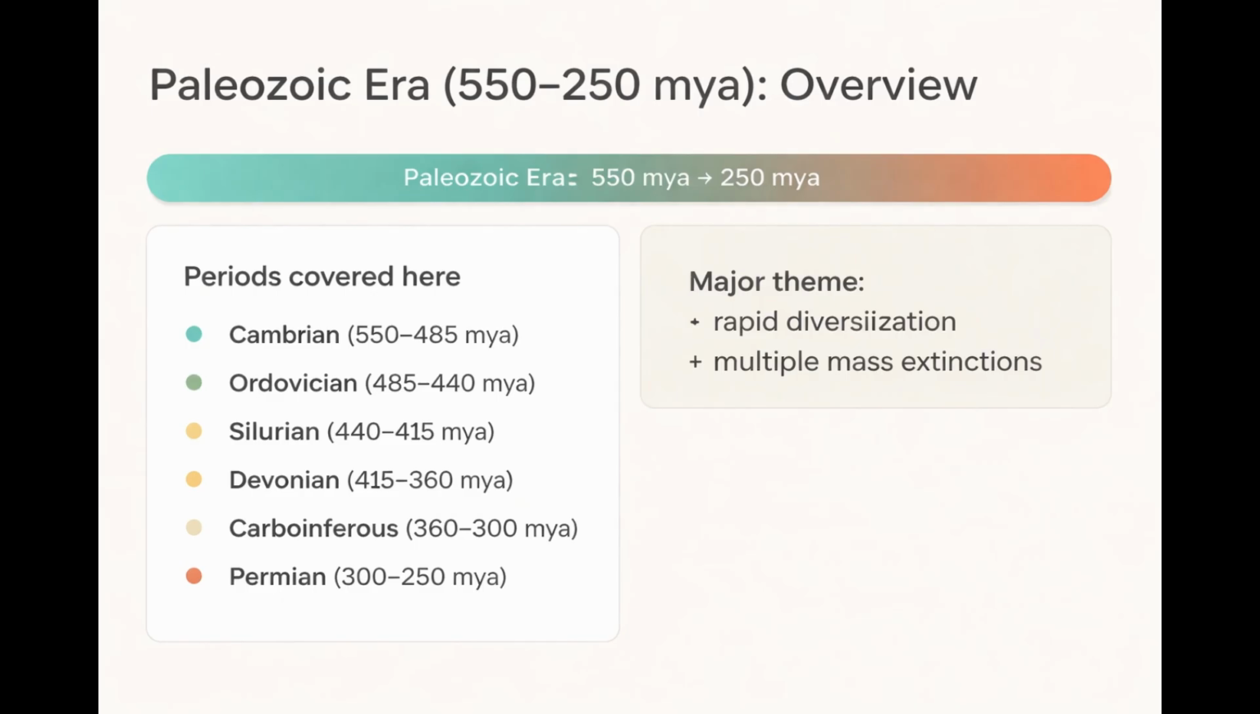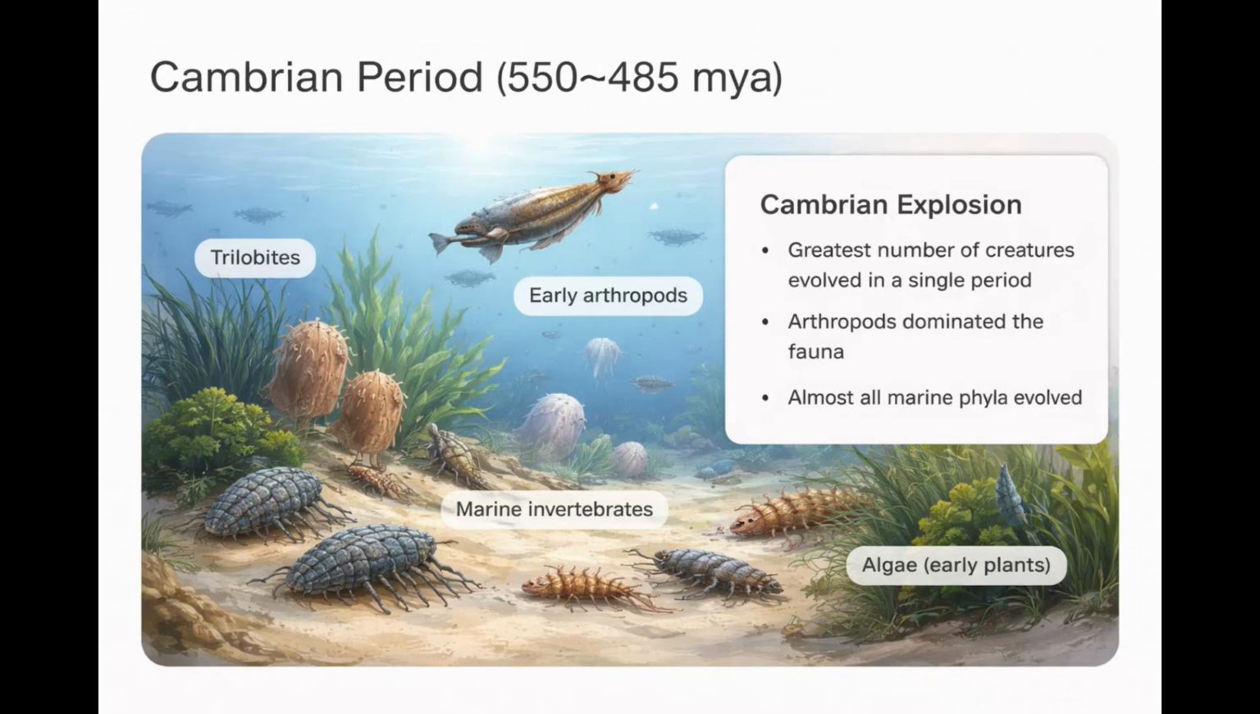Across these periods, the big themes are diversification, especially in the oceans early on, followed by major transitions onto land, and several mass extinctions that repeatedly reshaped life. The Cambrian period is famous for the Cambrian explosion, described here as the greatest number of creatures evolving in a single period in Earth's history. Marine ecosystems diversified dramatically. Algae, plant-like organisms, were present, and arthropods became especially dominant.